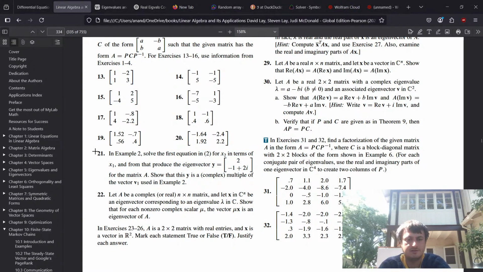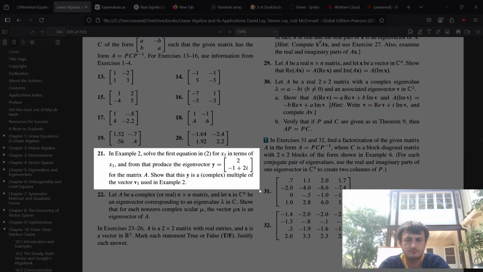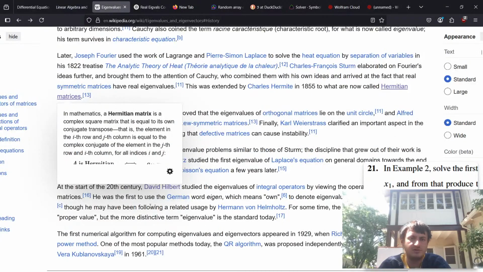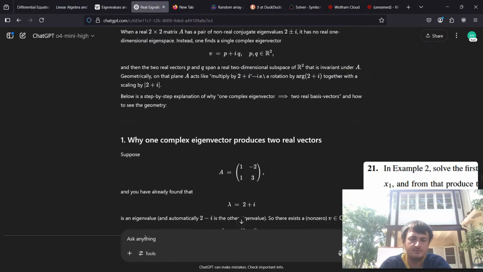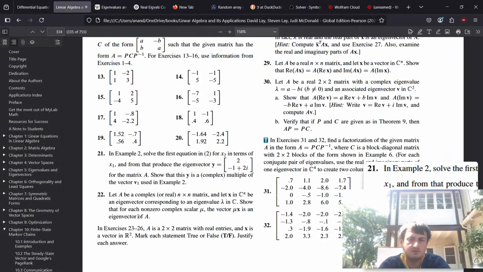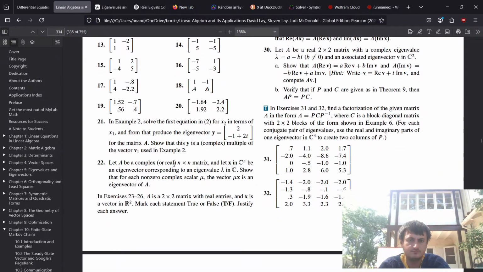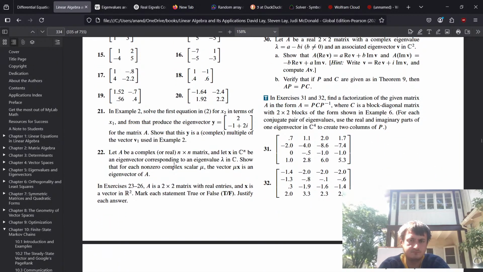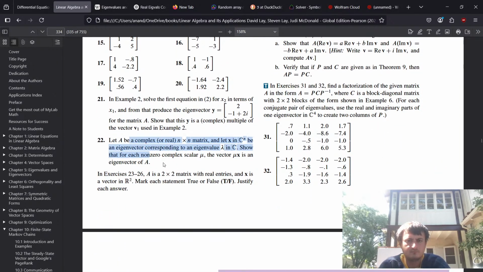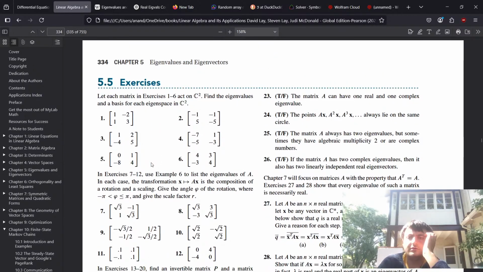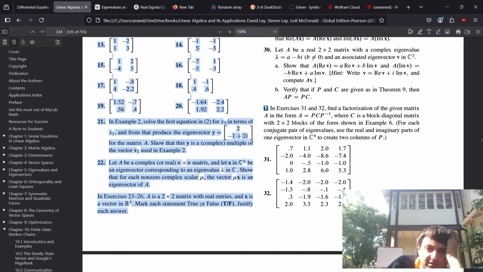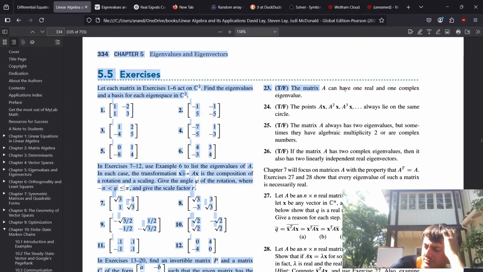All right, this one is just a matter of dividing out, right? Let's just do true, false. The matrix A, if A is 2 by 2, that's false. So let me just do that. 23, false. 24.